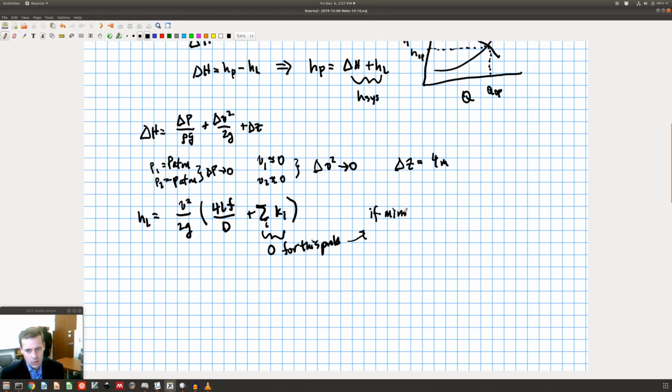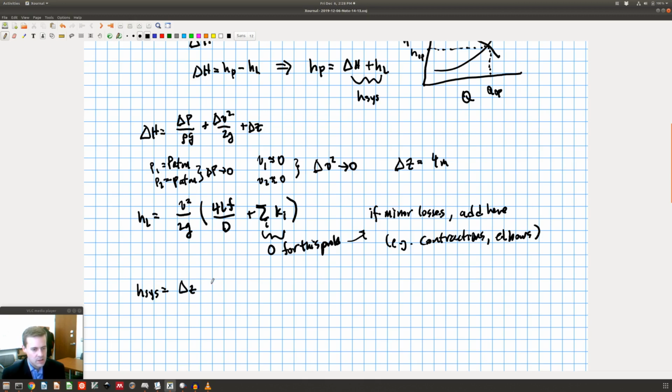If minor losses, add here. So for example, that was contractions, elbows, etc. All right, so now I can write down my total system demand by combining this expression with this expression.